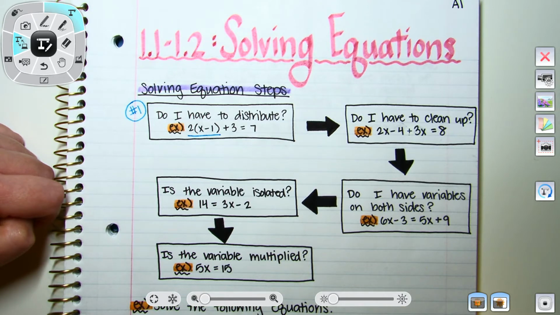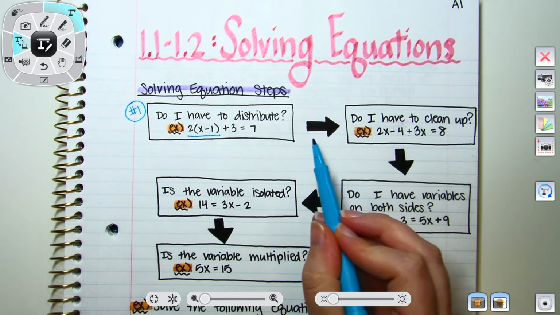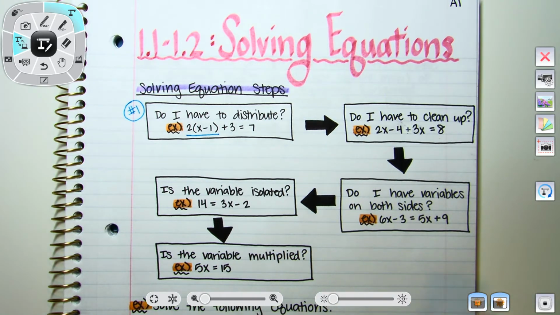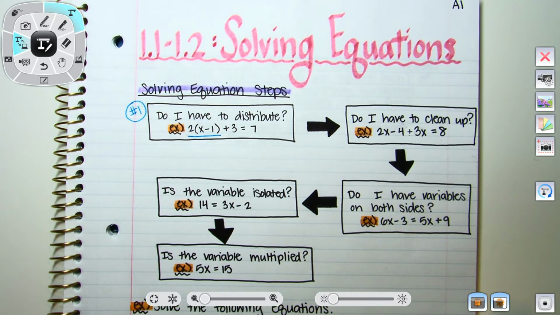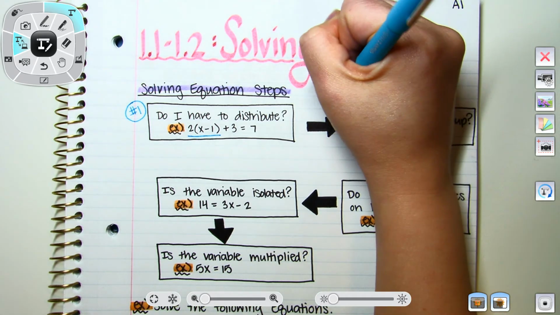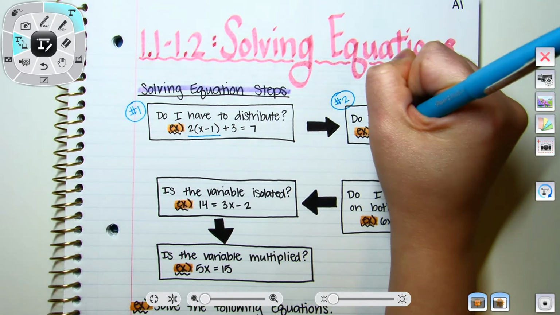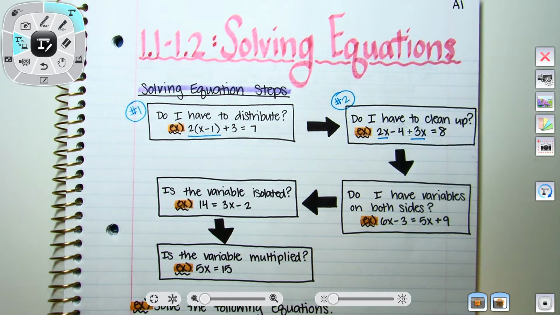All right, now moving on in our flowchart onto the next one, do I have to clean up? That basically means, do I have any like terms on the same side together that I can clean up? And I do. I have this 2x and this plus 3x on the same side. I can clean those up before moving on.